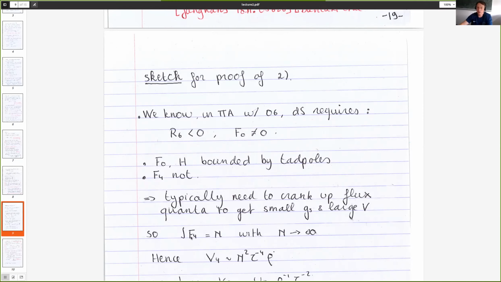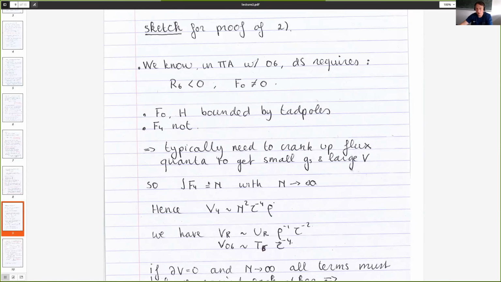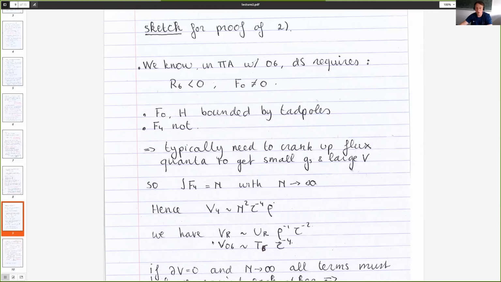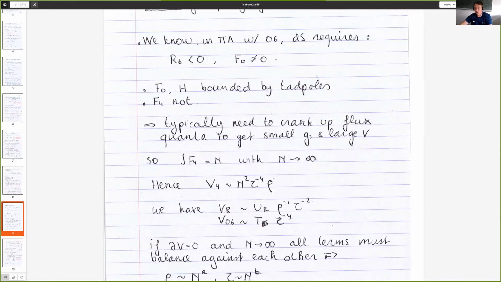So let us try to check this. Let us say that there's a 4 cycle. This is the flux quantum n, and we send n to infinity. What does that mean? It means that the V4 contribution will scale like n squared, right? It goes like f squared, so the n goes in as a square. And this is the rho tau scaling, which we have derived before. We still have the old expressions, VR going like this and VO6 going like this. And we say, okay, let them not scale with n. Why? Well, clearly the orientifold tension cannot scale. It's just a fixed number by topology.